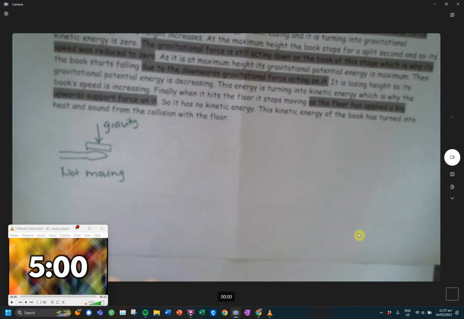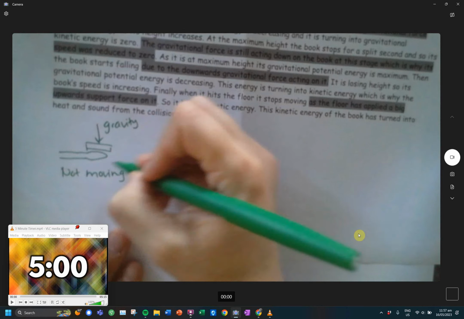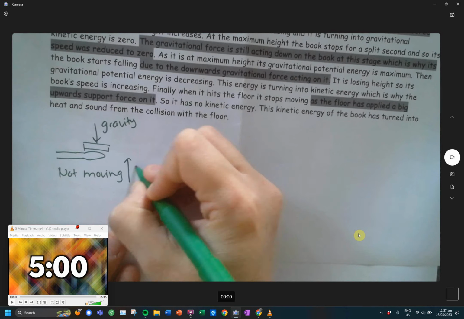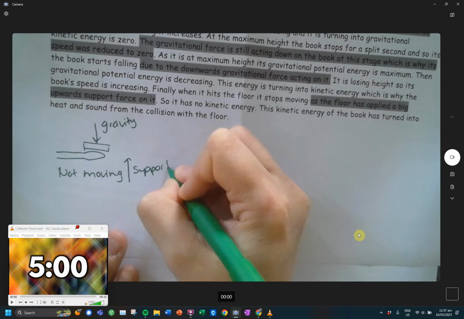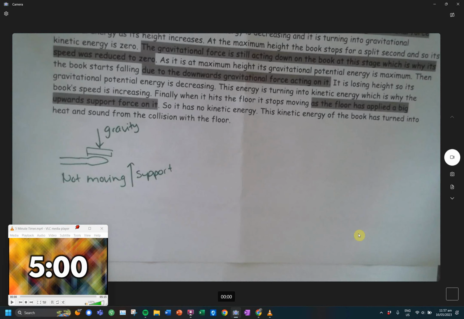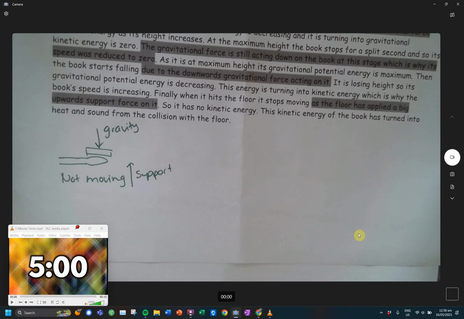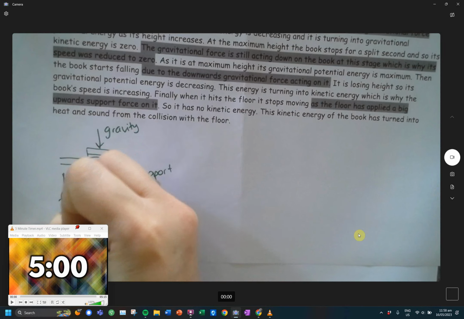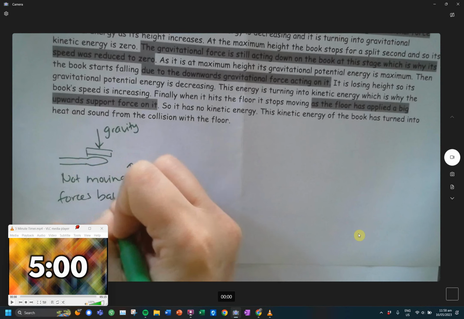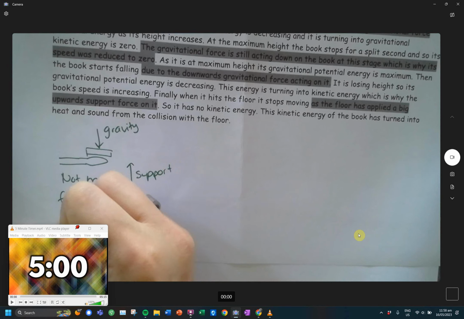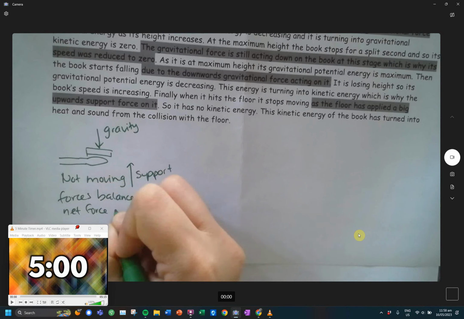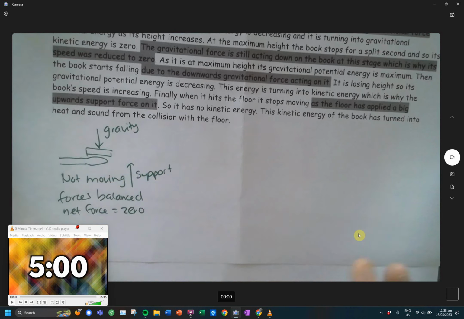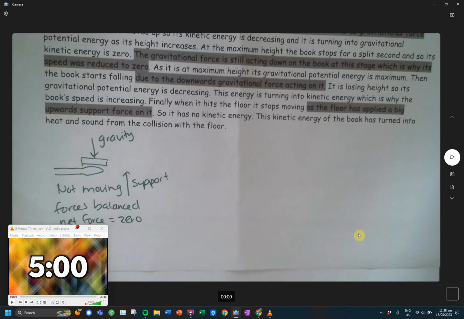What's resisting it from falling to the ground right now? My hand. So the hand is providing support as its force. Are these equal? Yes, these are equal and balanced, because if it wasn't equal and balanced, it would be moving. We could also write that the net force is equal to 0. So I'm just trying to unpack a bit of what we're seeing in the image.